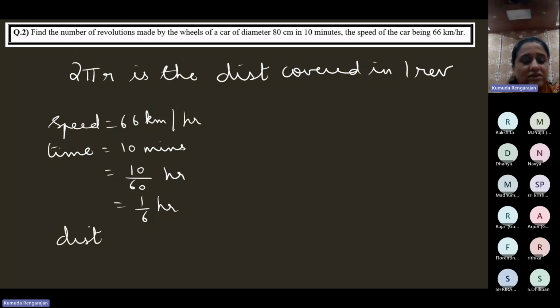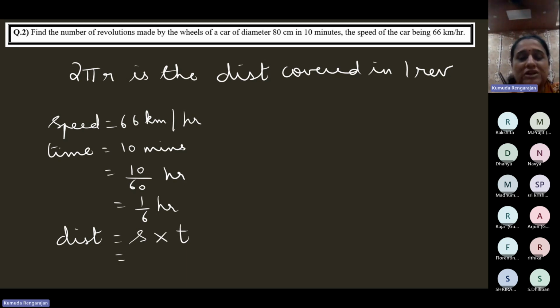The distance covered is, you know the formula, speed into time. We need to take care of the units. Speed is in kilometers per hour, so time also should be in hours. Now the distance you get will be in kilometers because speed is in kilometers per hour.